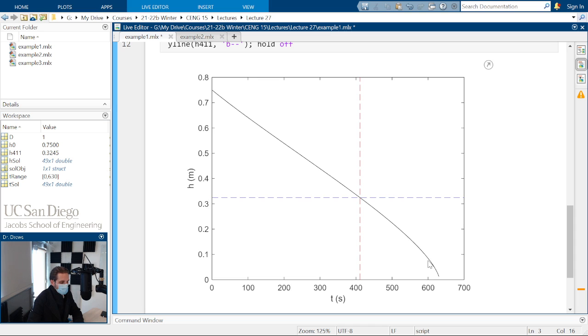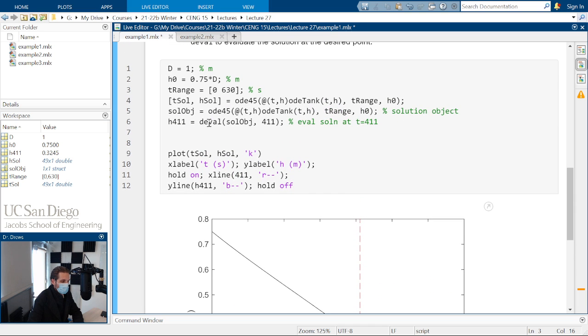The d-eval function can also accept a vector of points. So let's say you didn't want to call ODE 45 twice, right? We called it once here and again over here. If you didn't want to do that, you could do everything with just the solution object and then evaluate the solution object at lots of different points.